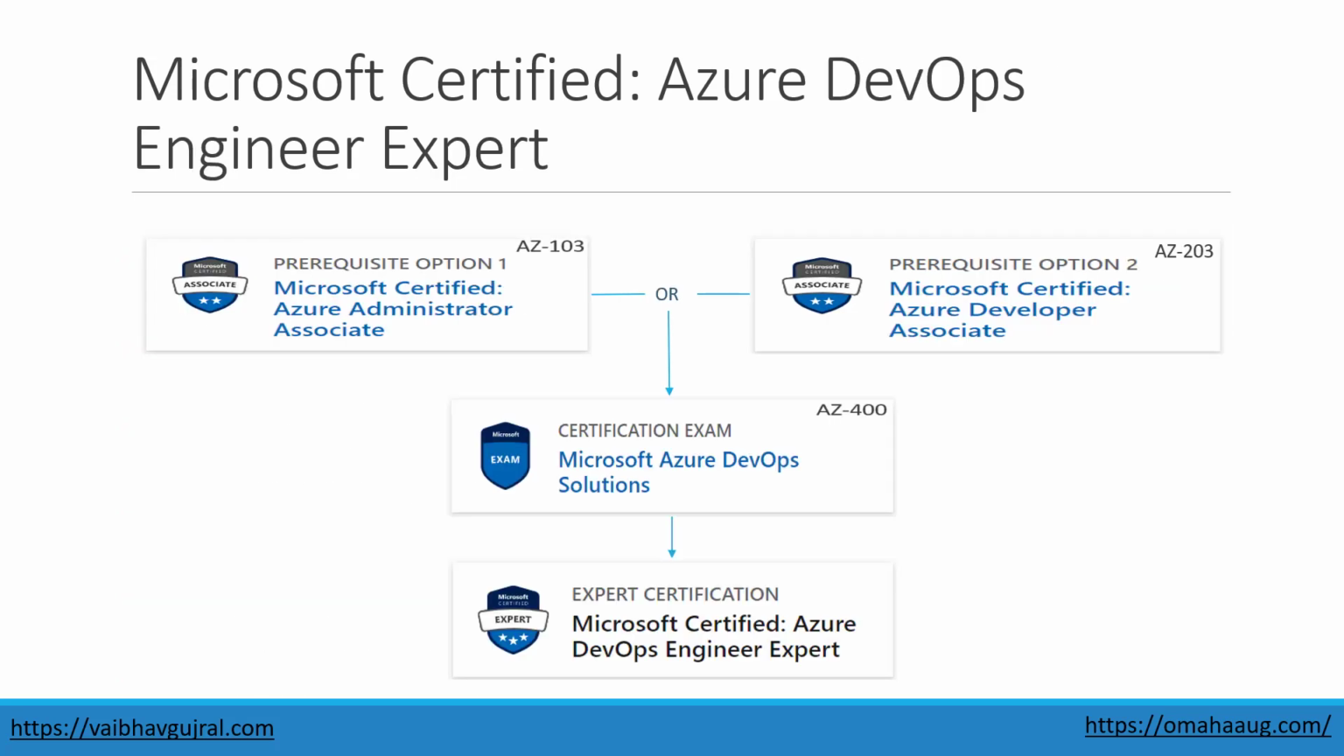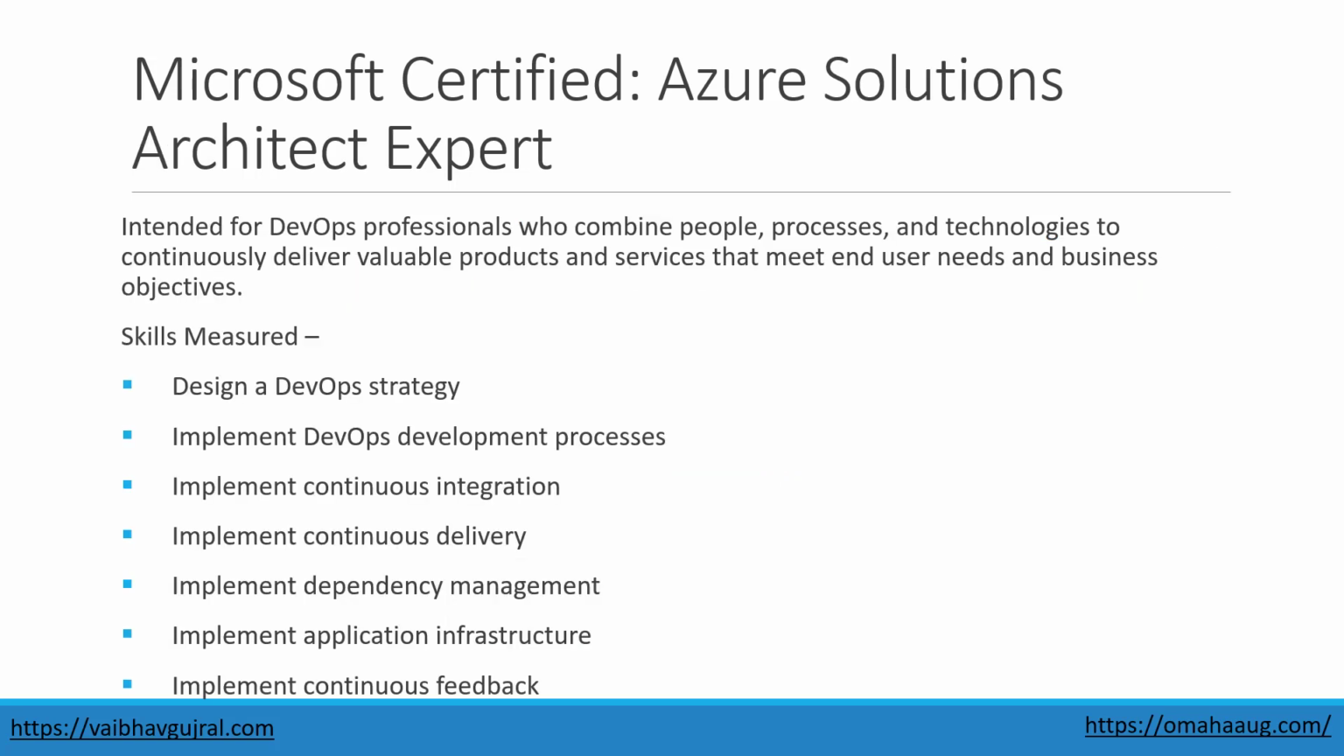Jumping onto Azure DevOps Engineer Expert, this certification can be earned by clearing the exam AZ-400, but AZ-400 has prerequisites. As part of that, you have to either clear AZ-103 or AZ-203 to be eligible for AZ-400. It is intended for DevOps professionals who combine people, processes, and technologies to continuously deliver valuable products and services that meet end user needs and business objectives.